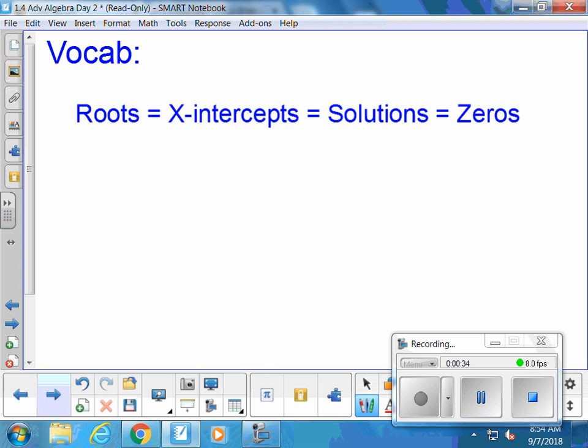Go ahead and jot down this quick vocabulary lesson here. You may hear me using these words interchangeably, so I want you to be familiar with the terminology. Roots, x-intercepts, solutions, and zeros are all the same exact thing. So when I tell you to solve something, you're basically finding the x-intercepts. Those things are called the solutions.